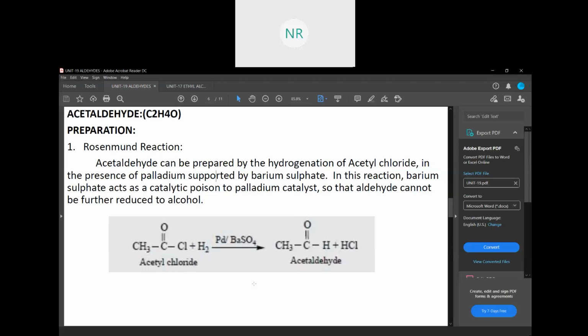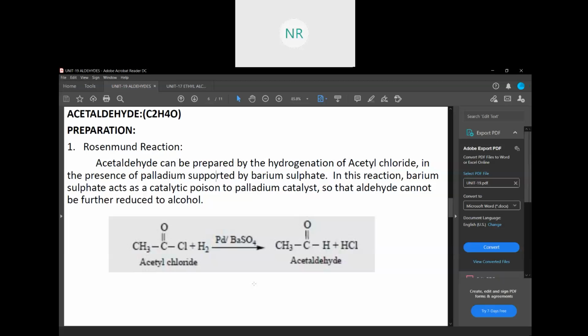So acetaldehyde can be prepared by the hydrogenation of acetyl chloride in the presence of palladium supported by barium sulfate. Okay, so in this reaction barium sulfate acts as a catalytic poison to the palladium catalyst, so that the aldehyde cannot be further reduced to alcohol. A catalytic poison is nothing but a compound which stops the process of a catalyst. So it is stopping the process of the catalyst, that is palladium in this case, so that the acetaldehyde does not get further reduced to alcohol. It stays in the aldehyde form.